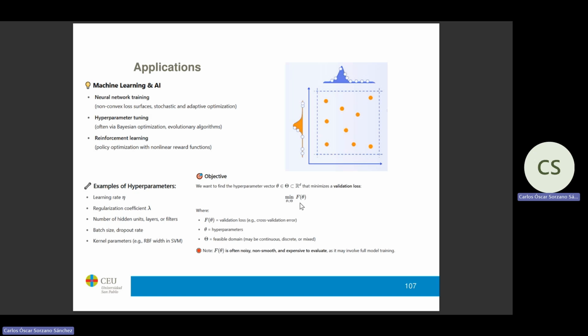And the problem with this goal function is that it is often very noisy, non-smooth, and expensive to evaluate. You can imagine that for every combination of hyperparameters that you want, you have to train a full neural network. So that is very, very expensive to do. And because this is a non-linear optimization, you can be trapped in local minima. So from the point of view of the hyperparameters, this function f behaves in a kind of stochastic way.